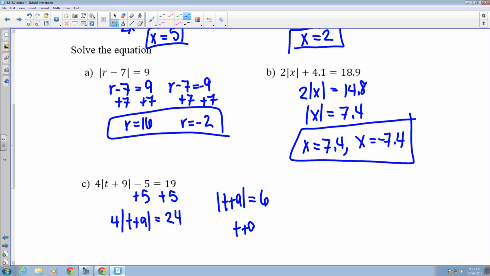So t plus 9 is equal to 6, and t plus 9 is equal to negative 6. t equals negative 3, and t equals negative 15.